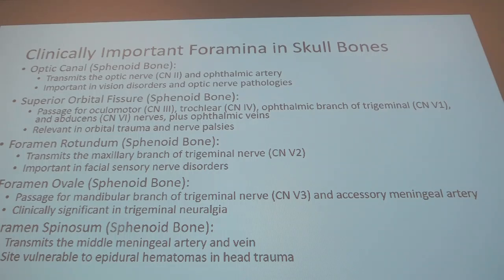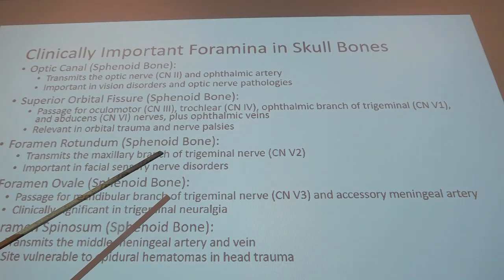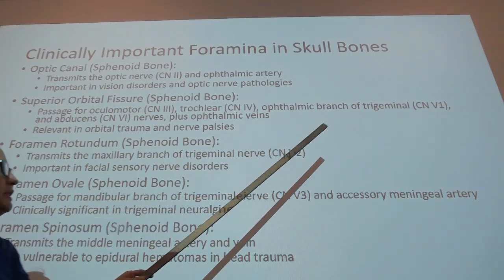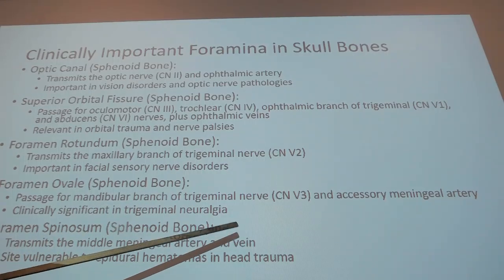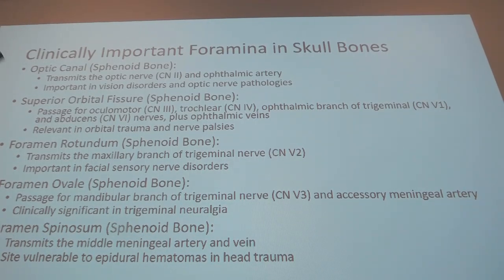It is important in facial sensory nerve disorders. Now, foramen ovale, which is also part of the sphenoid, is very wide because it allows the passage of the third branch of cranial nerve number 5. Cranial nerve number 5 has 3 branches, B1, B2, and B3. The widest is B3.